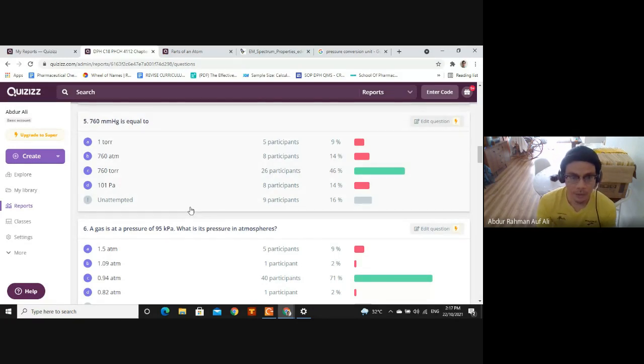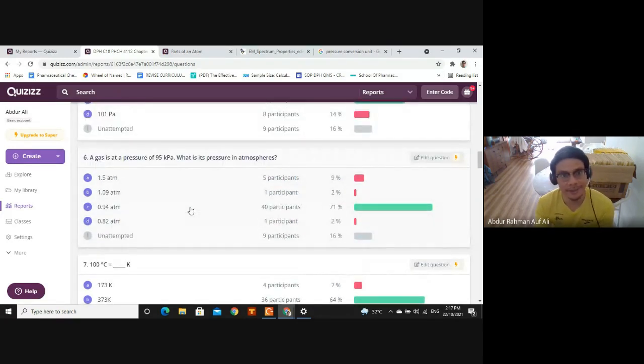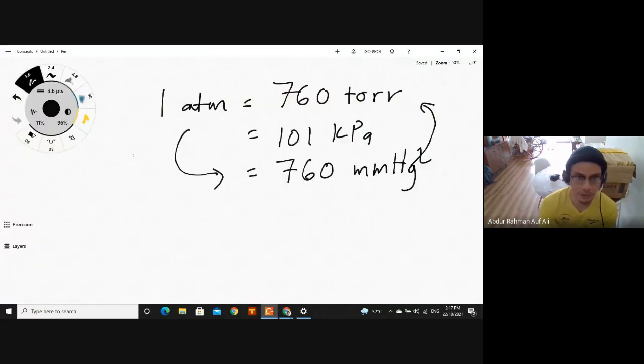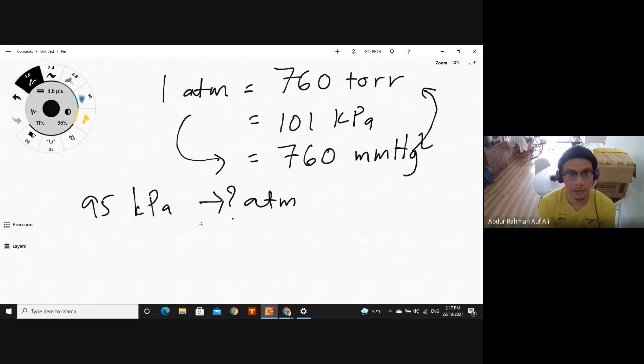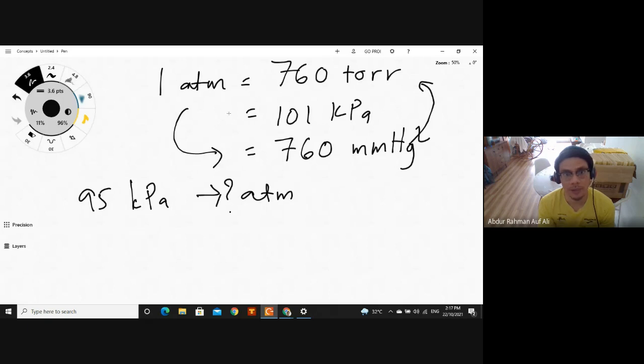Okay, moving on, question number 6. A gas is at a pressure of 95 kilopascal, kPa. What is the pressure in atmosphere? So you have to convert, ini ramai jawab betul, you have to convert kilopascal to ATM. So how do we do this? So go over to the option kat sini. So kita ada 95 kilopascal. So berapa ATM? So kalau kamu tak tahu macam mana nak mula, kamu tulis balik the conversion factor.